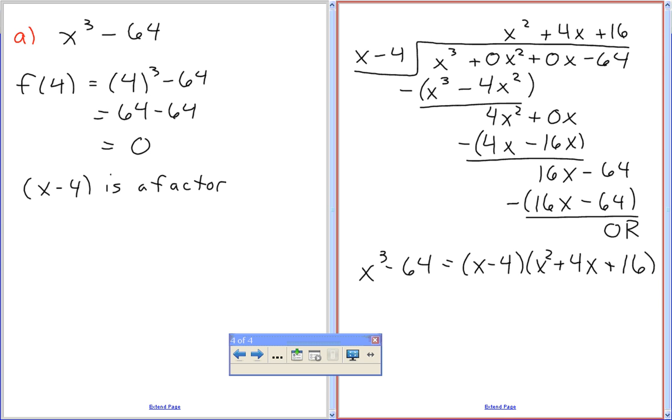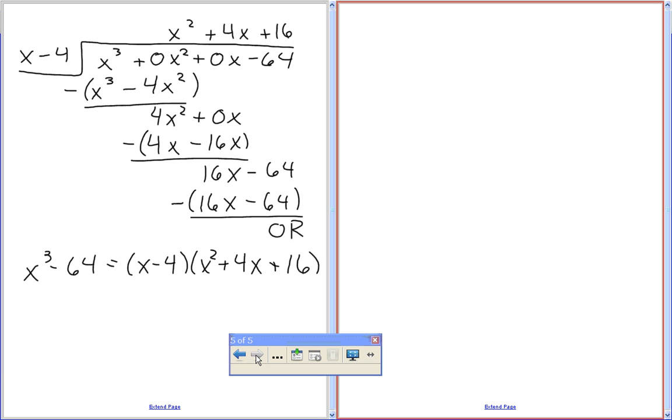Can anyone see a quicker way I could have done that? That is in fact the difference of cubes. We're going to prove that right now. We're going to prove the difference of cubes.